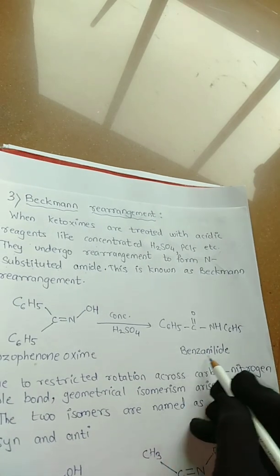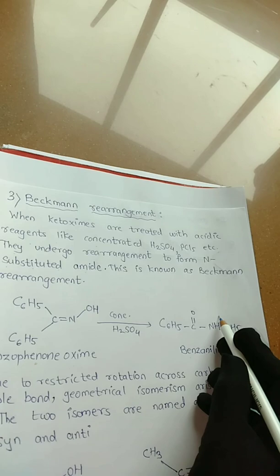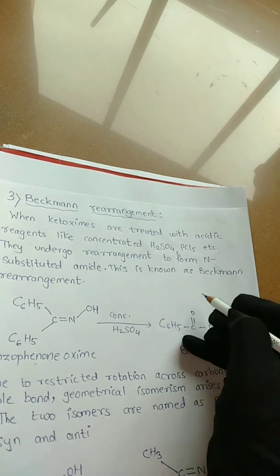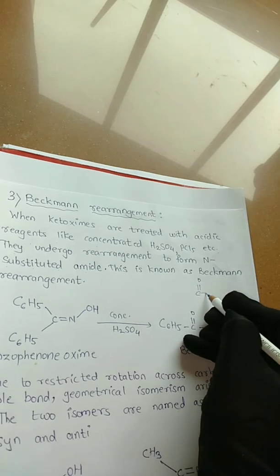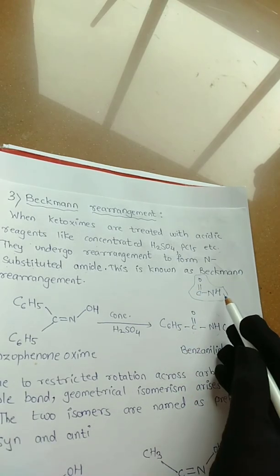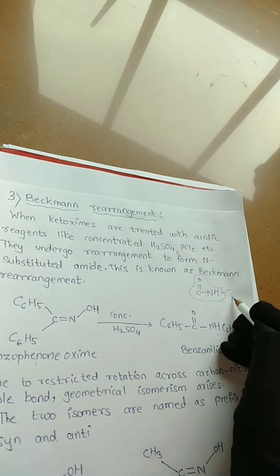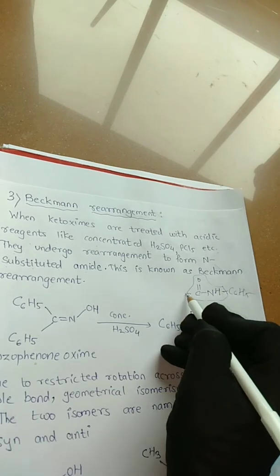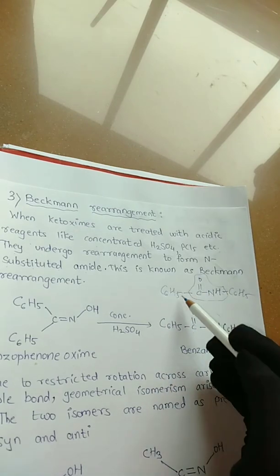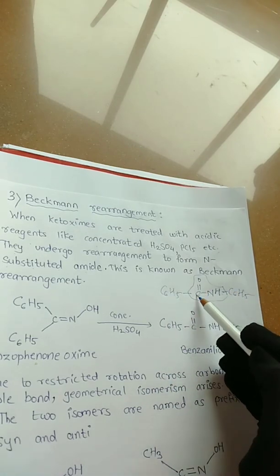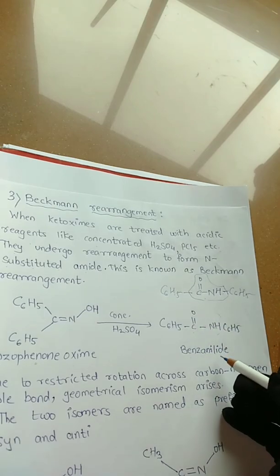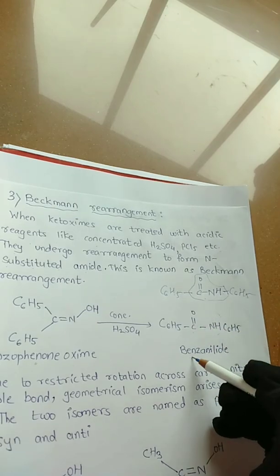Benzanilide, here this is our amide group, which is C double bond O NH. This amide group is attached to C6H5, and here is another C6H5. This is our substituted amide group. Here you can see benzanilide.